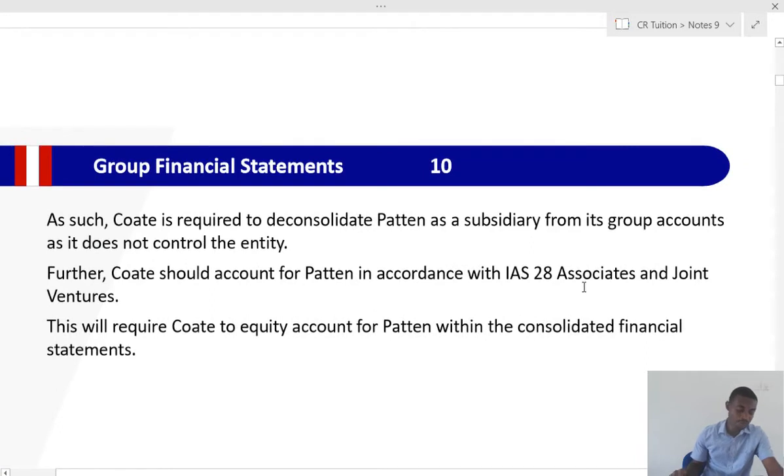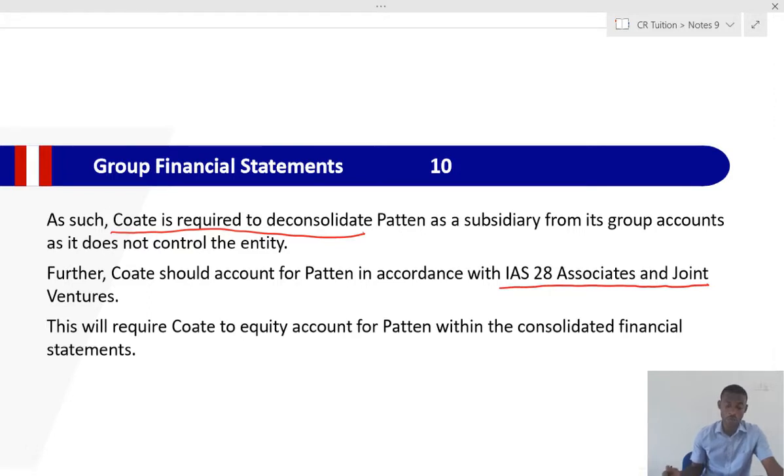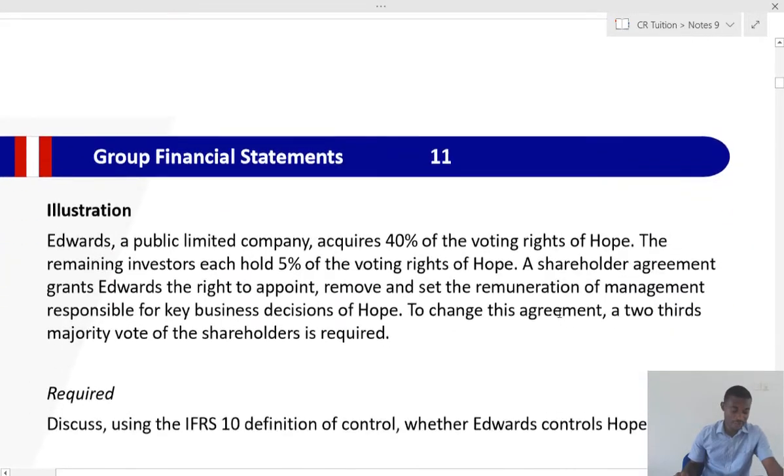What is your conclusion? Our conclusion is that Court should de-recognize or deconsolidate Parton as a subsidiary from its group because it has not got the control or the power over Parton, and instead should account for Parton according to IAS 28. So this is how you would have to conclude on the answer. I hope this helps to explain the principle of control to you. Let's take another one.